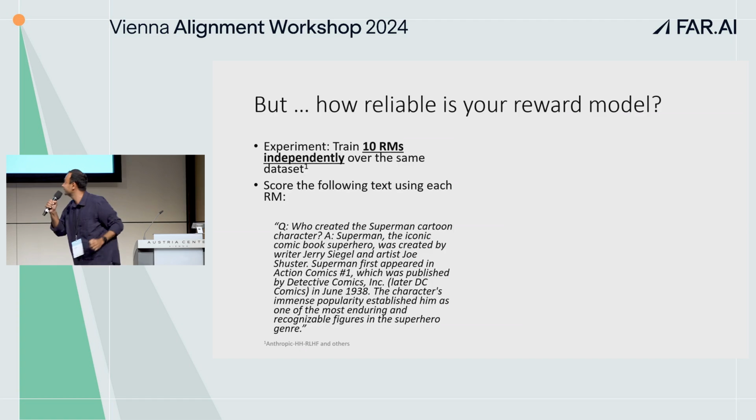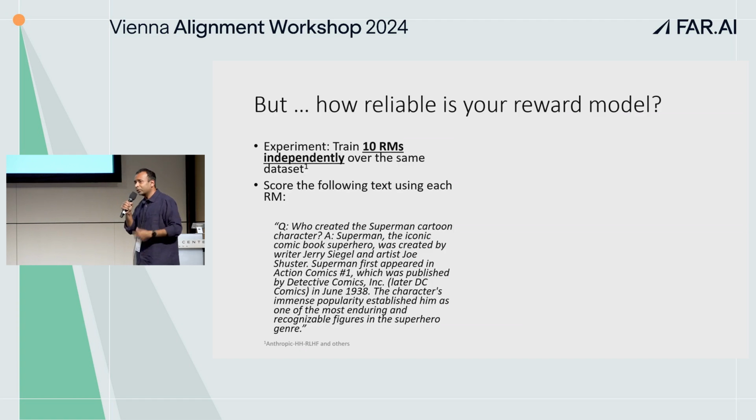This is what we were actually interested in trying to quantify. We did the following experiment. We trained not one reward model on a standard preference data set, but an ensemble of 10 reward models. We trained them completely independently. And we passed a benign-looking piece of question and answer, which relates here to Superman or whatnot.